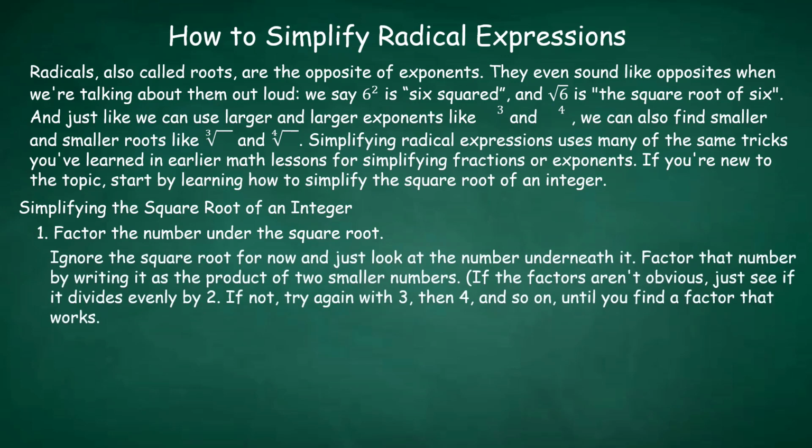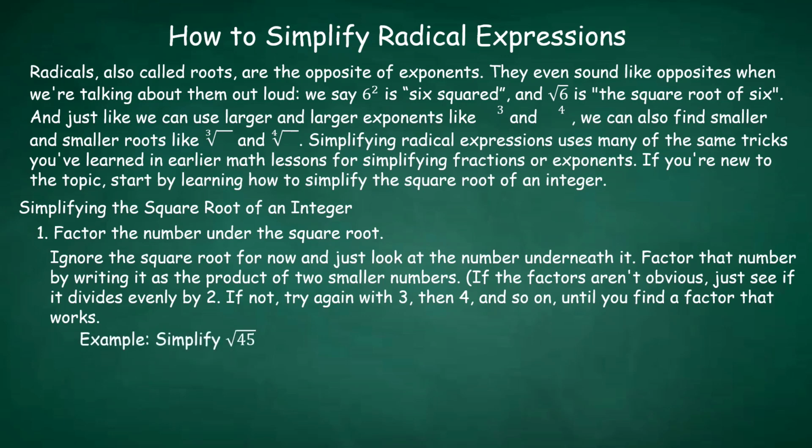Ignore the square root for now and just look at the number underneath it. Factor that number by writing it as the product of two smaller numbers. If the factors aren't obvious, just see if it divides evenly by 2. If not, try again with 3, then 4, and so on, until you find a factor that works.